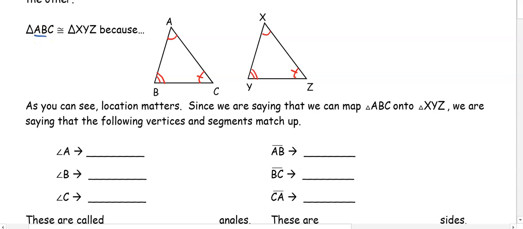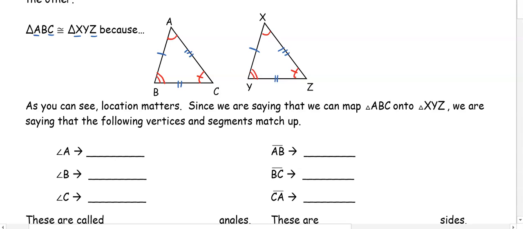So the first two letters AB is going to be congruent to the first two letters of the other triangle, XY, which forms segment XY. Then we have the second and third letter, BC and YZ are congruent. And then lastly, we have the first and last letter, which form the third segments that are congruent. So as you can see, the location matters. So when we're saying that ABC maps onto XYZ, we're saying that the following vertices and segments match up.